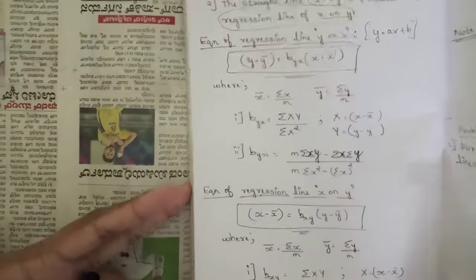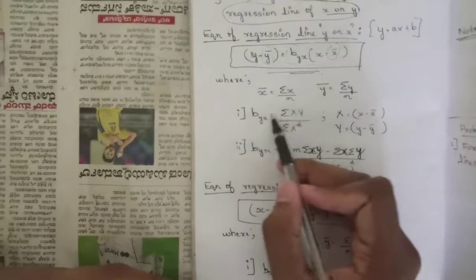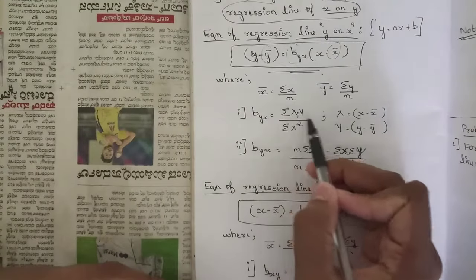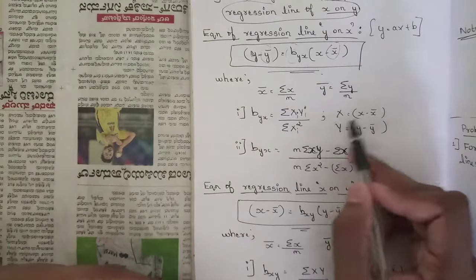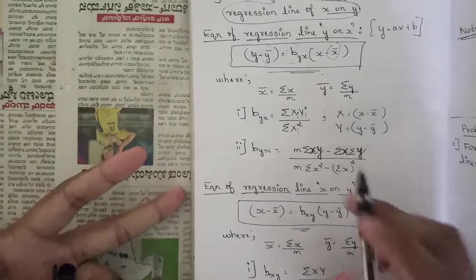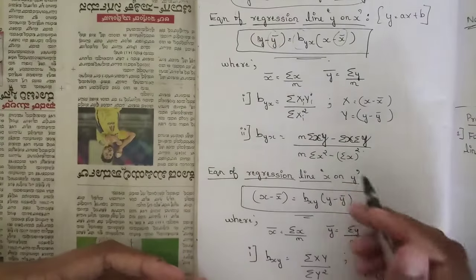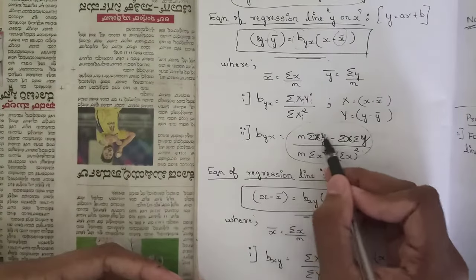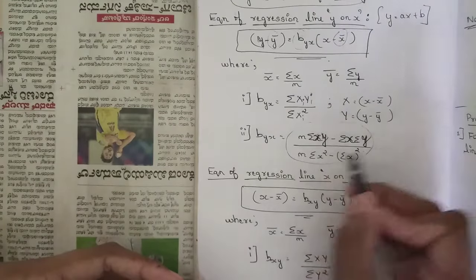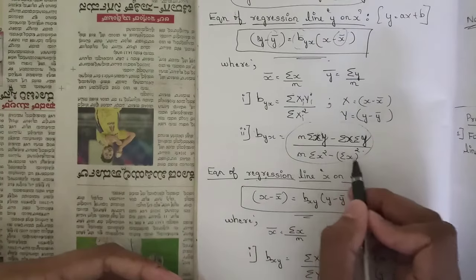Here we have a formula for b suffix yx. We can write it as summation of capital X capital Y divided by summation of capital X square, where capital X corresponds to x minus x bar and capital Y to y minus y bar. Also, we have a formula for byx given as n into summation xy minus summation x summation y, divided by n into summation x square minus summation x the whole square.